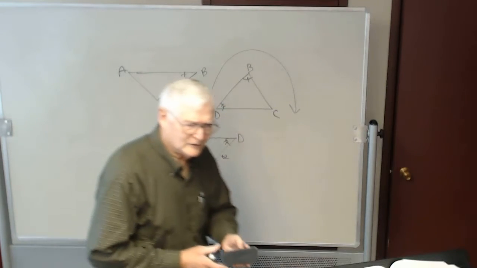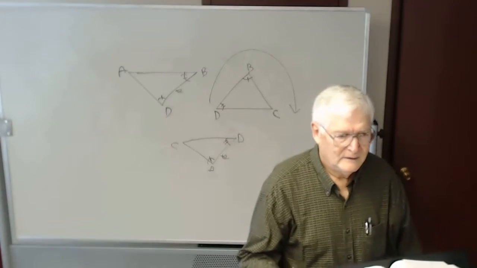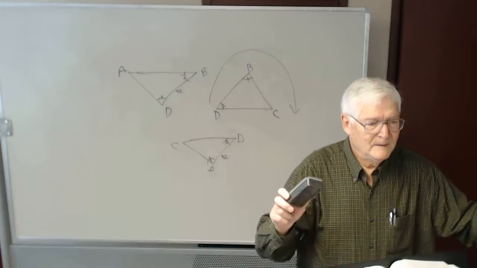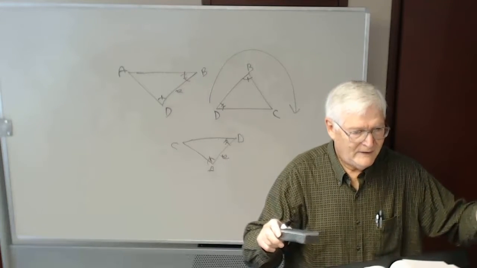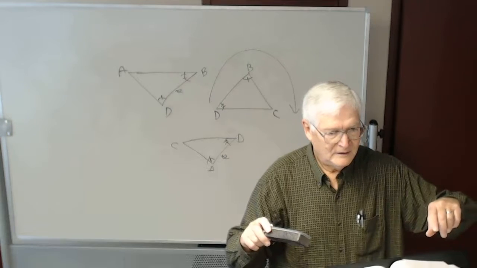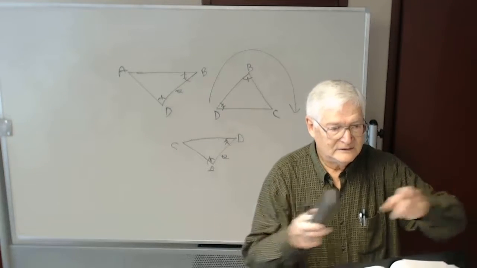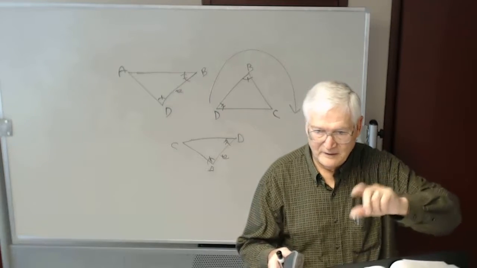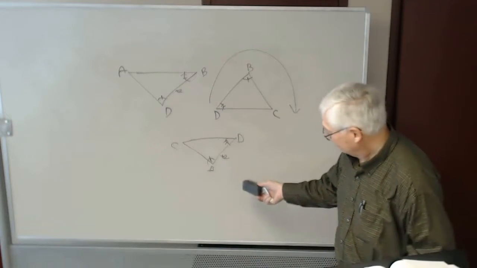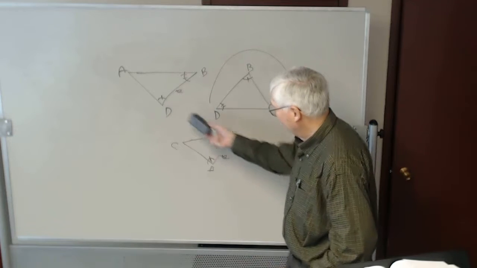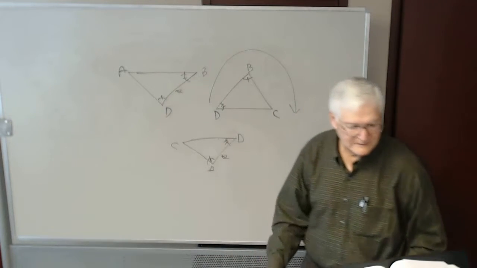How do you know when triangles are congruent? Their angles are congruent. The corresponding angles have the same measure, and the side in between is the same length. So we've got angle, side, angle.